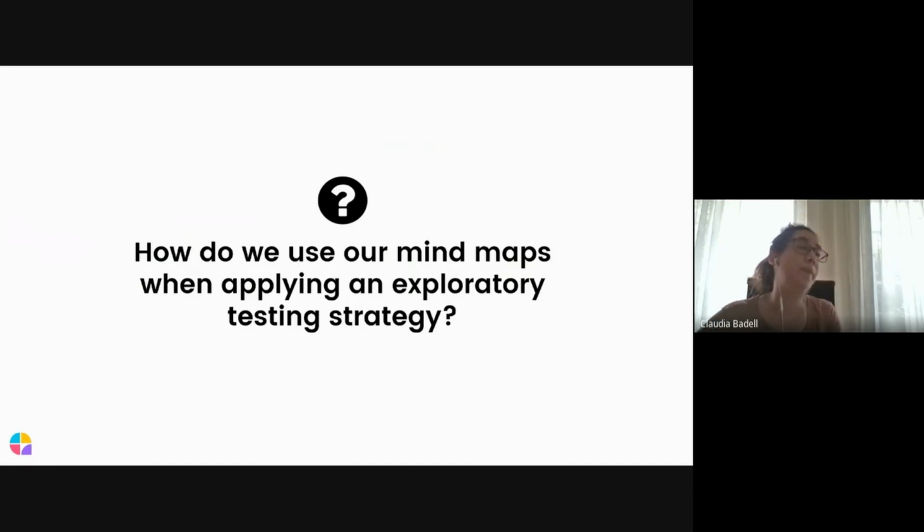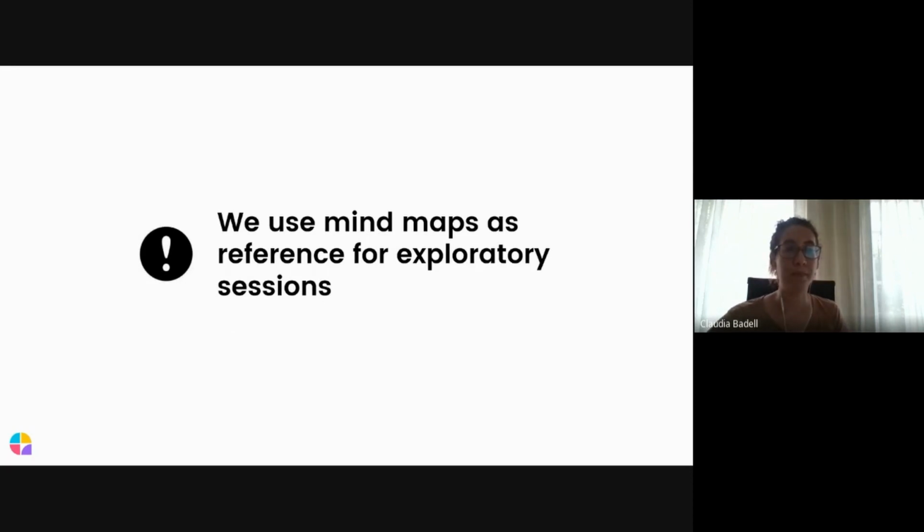Until now, we talked about how we design the mind maps. So now let's briefly talk about how we can use them when applying an exploratory testing strategy. The mind maps are used as a reference for exploratory testing sessions. This means that we use the mind maps as an input when testing a feature. The mind maps guide us in thinking what to cover from a testing perspective. Remember that each mind map includes the test ideas and variables that we may consider when testing a certain feature.